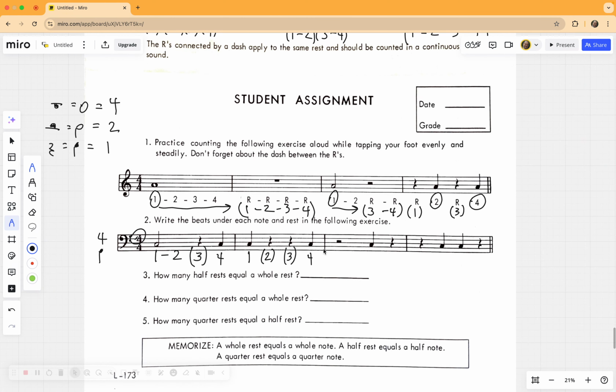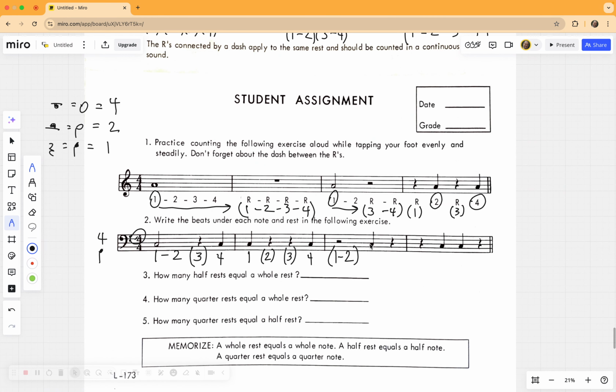The bar line resets it back to 1. This is a half rest. Its value is 2 beats. Starts on 1, goes through 2. But it's a rest, so we put parentheses around it.